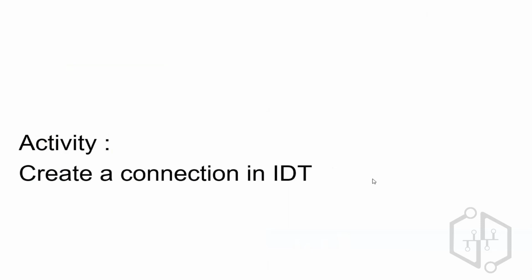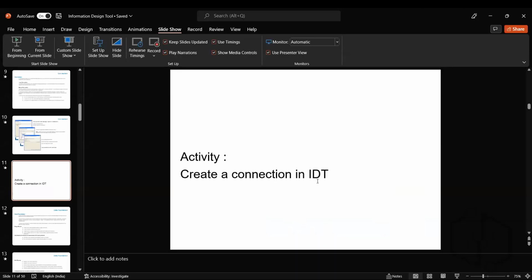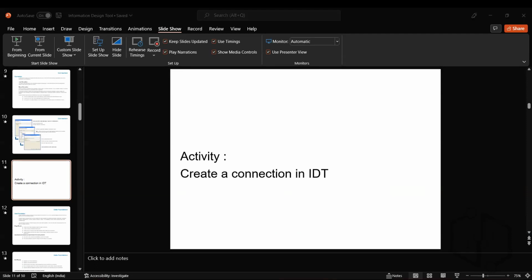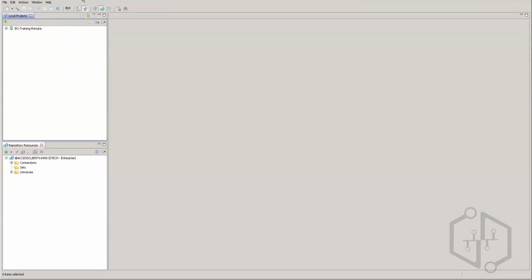We will do this activity now: create a connection in IDT. The first step is to create a project, and then we will create a connection. This is the Information Design Tool.